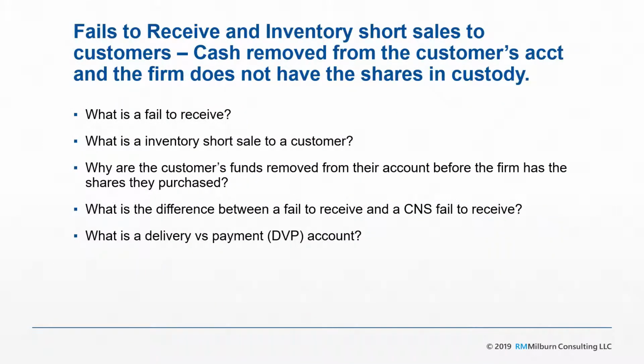First of all, we're going to define what is a fail to receive. We're going to talk about what's a short inventory short sale to a customer. Why are the customer's funds removed from their account before the firm has the shares they've purchased? What's the difference between a fail to receive and a CNS fails to receive? And what is a delivery versus payment account?